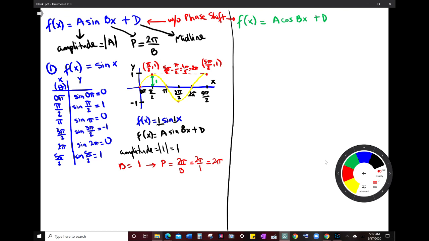And then next, for D, we don't see any number right here. That means we plus 0. So we have D equals 0. So that means our midline is 0. And yes, we see the midline right here is 0. Okay, so it matches our midline based on the formula.